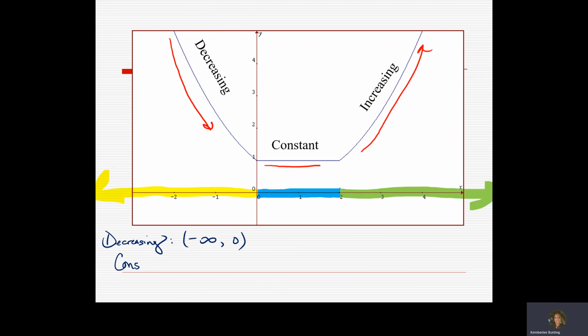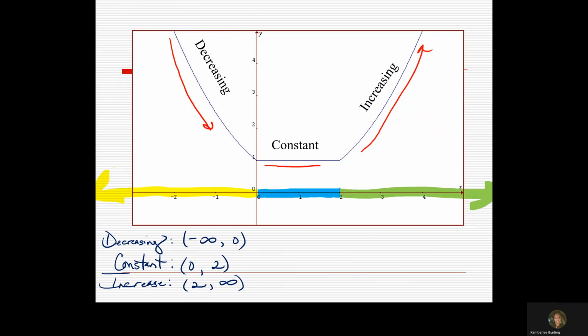The function is decreasing from negative infinity to 0. But right at 0, it switches gears, right? And it flattens out. So I am constant between the intervals of 0 and 2, right? And then right there at 2, Najee, it switches again. And it begins to increase, yes? And my function is increasing from 2 to positive infinity. Okay? Let's look at another one. Does that make sense?